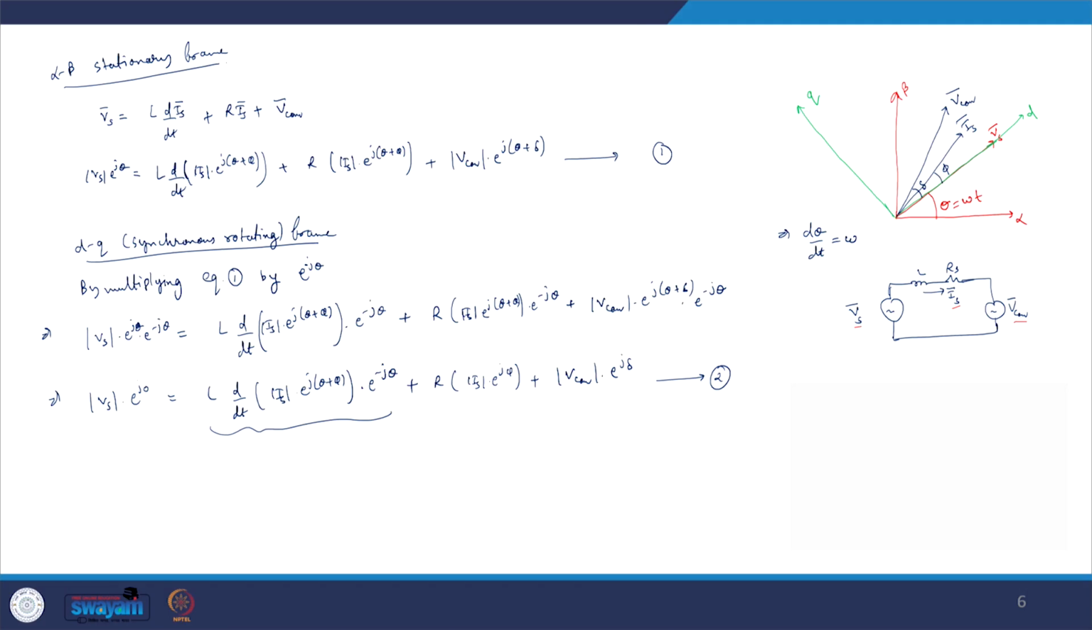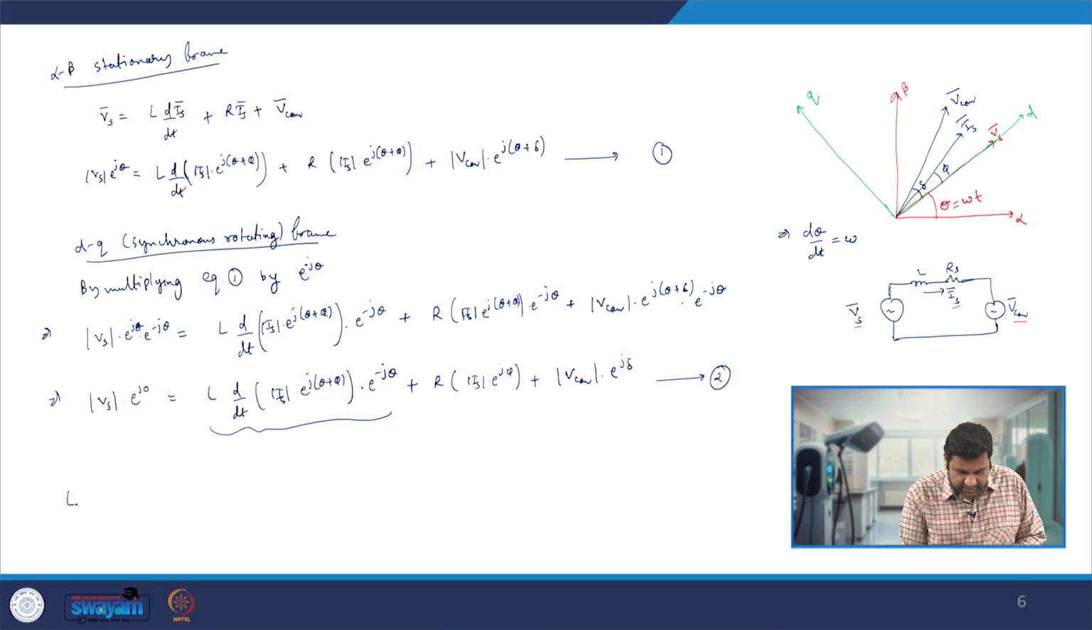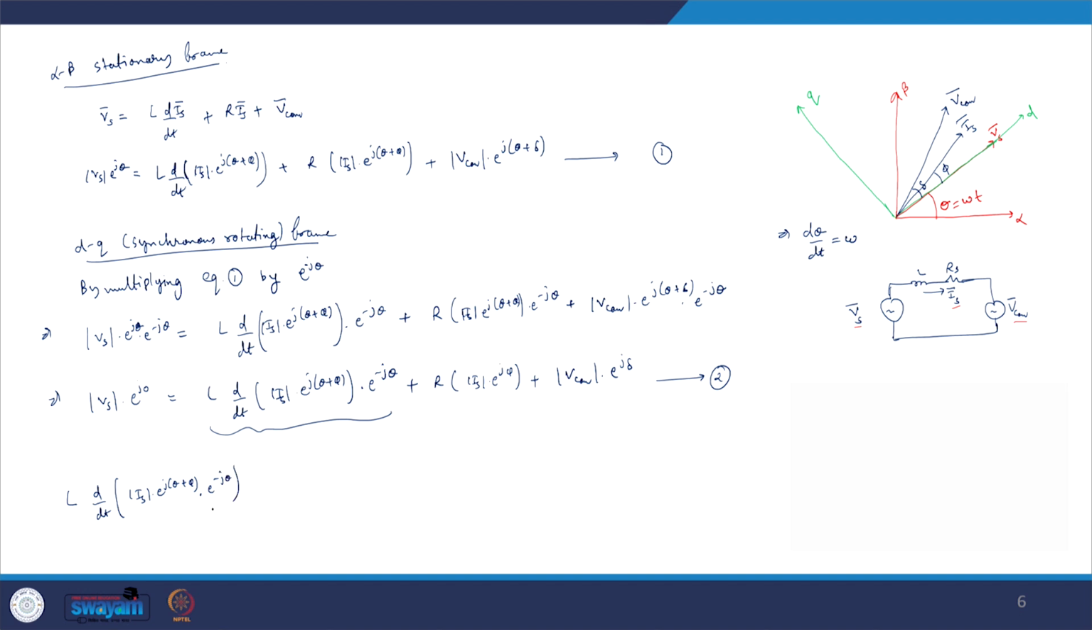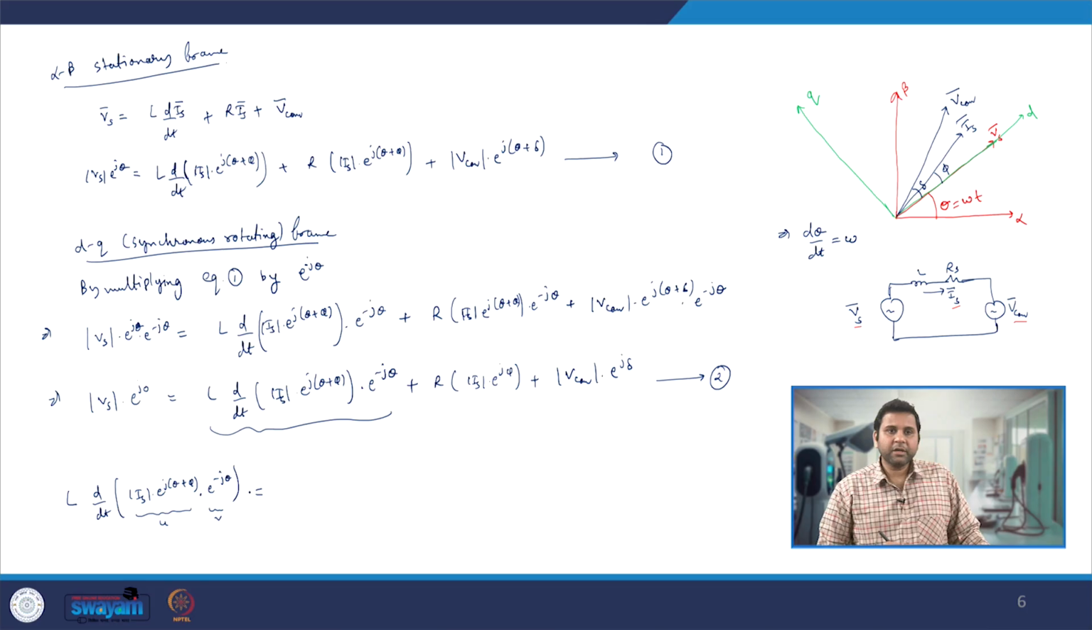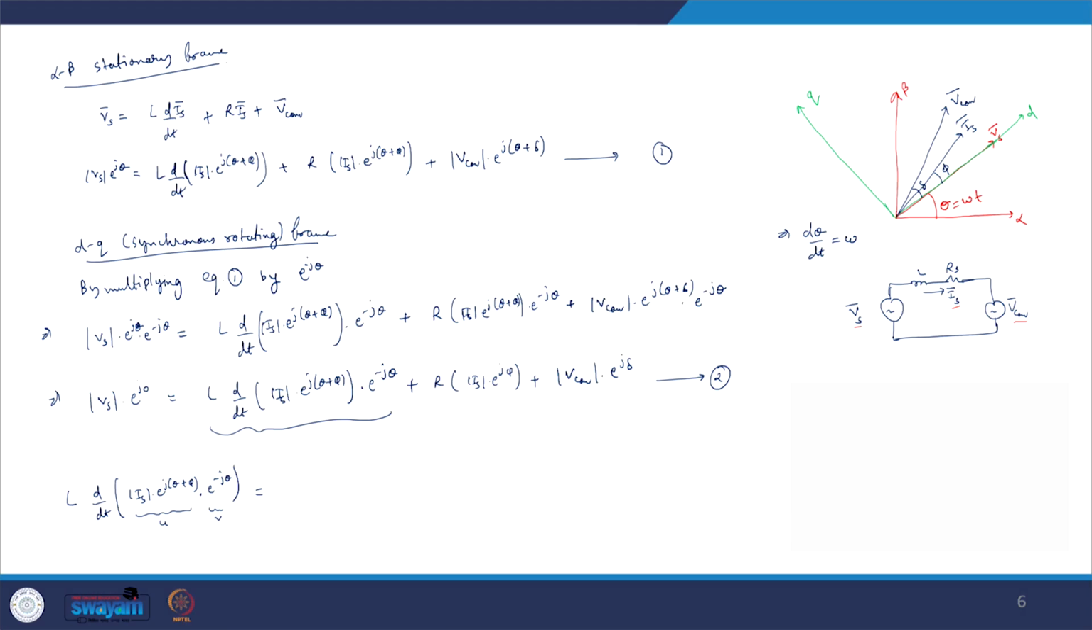So let us try to write down these terms in this way, simplifying this particular term. For that, let us take one term L d by dt of magnitude of space phasor Is e power minus j theta. Directly this we are taking. Now we can define this term to be u and this term to be v. So now there are two terms and both the terms are dependent on time. So we will use the differentiation of product of the terms.